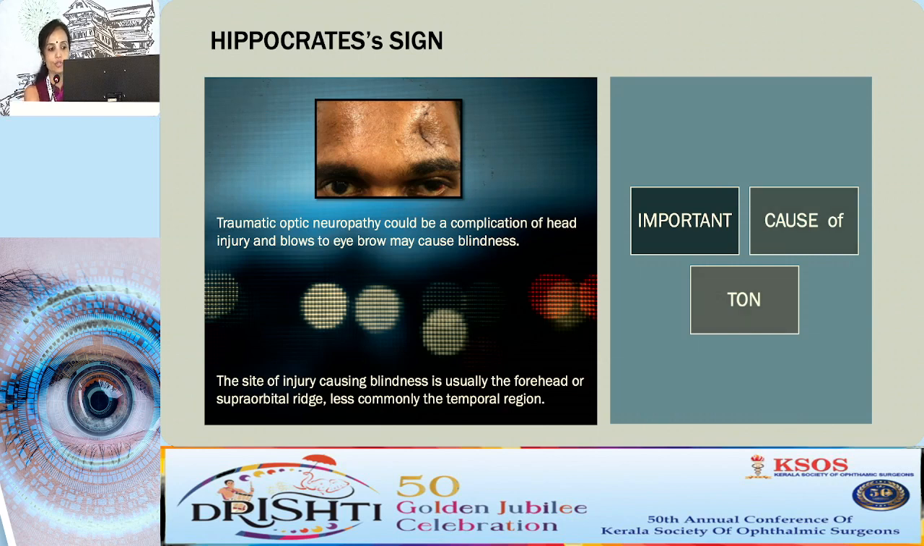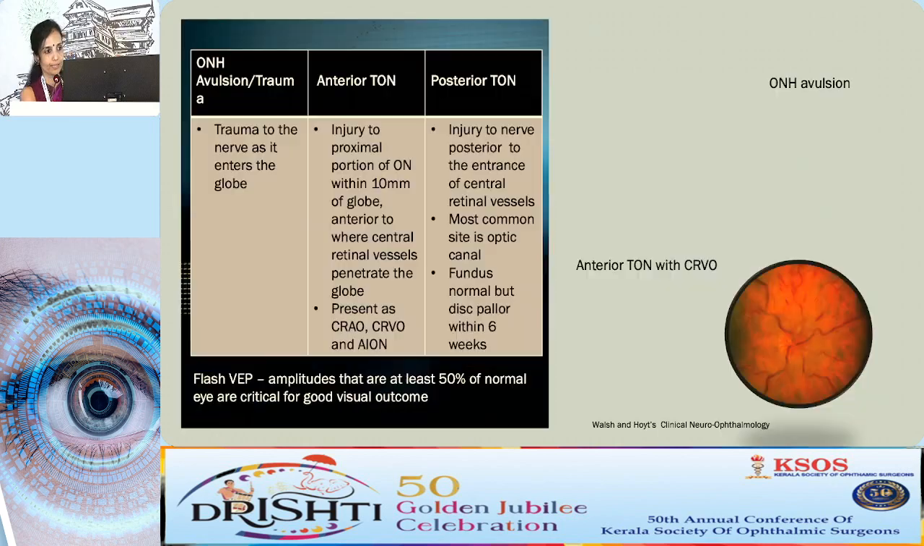And the site of injury is usually the forehead or supraorbital ridge, and less commonly the temporal region. So blows to the eyebrow are an important cause of traumatic optic neuropathy.